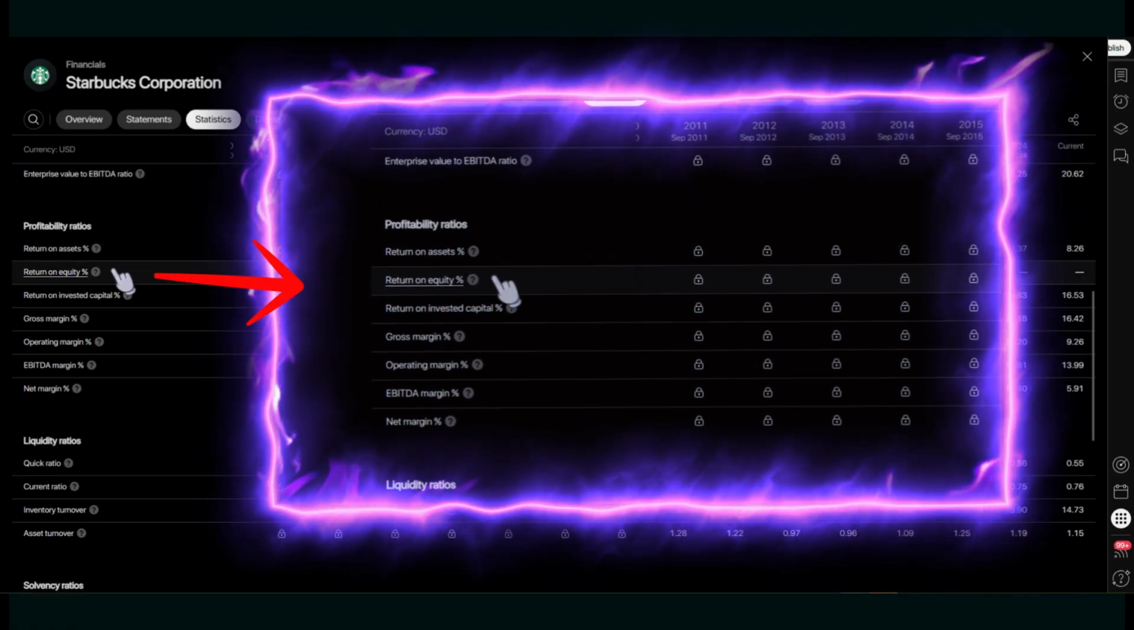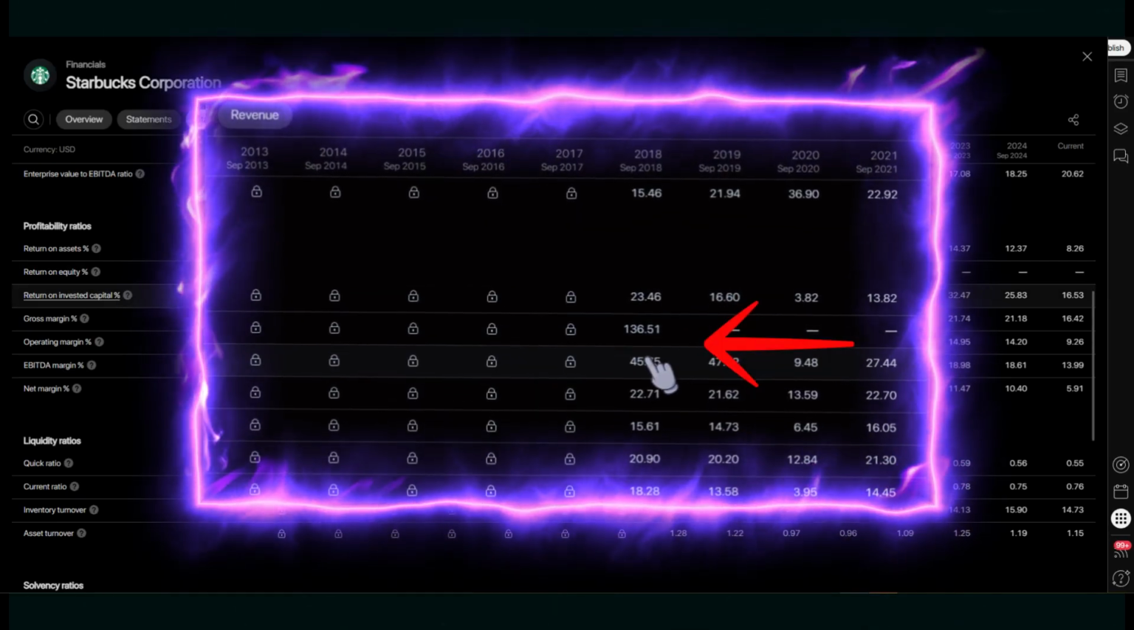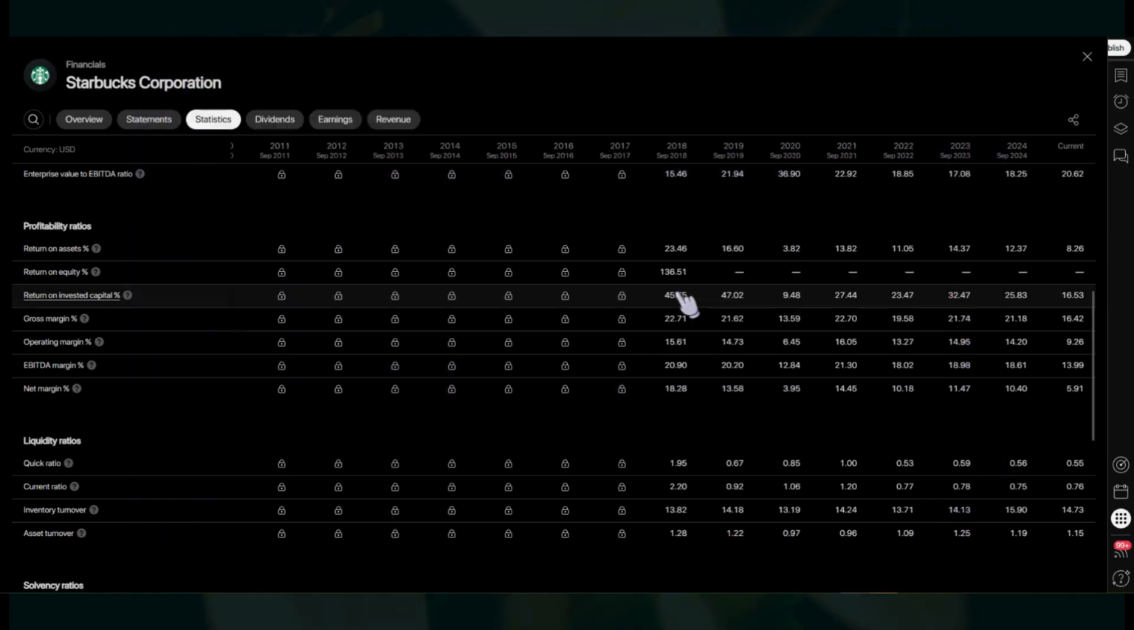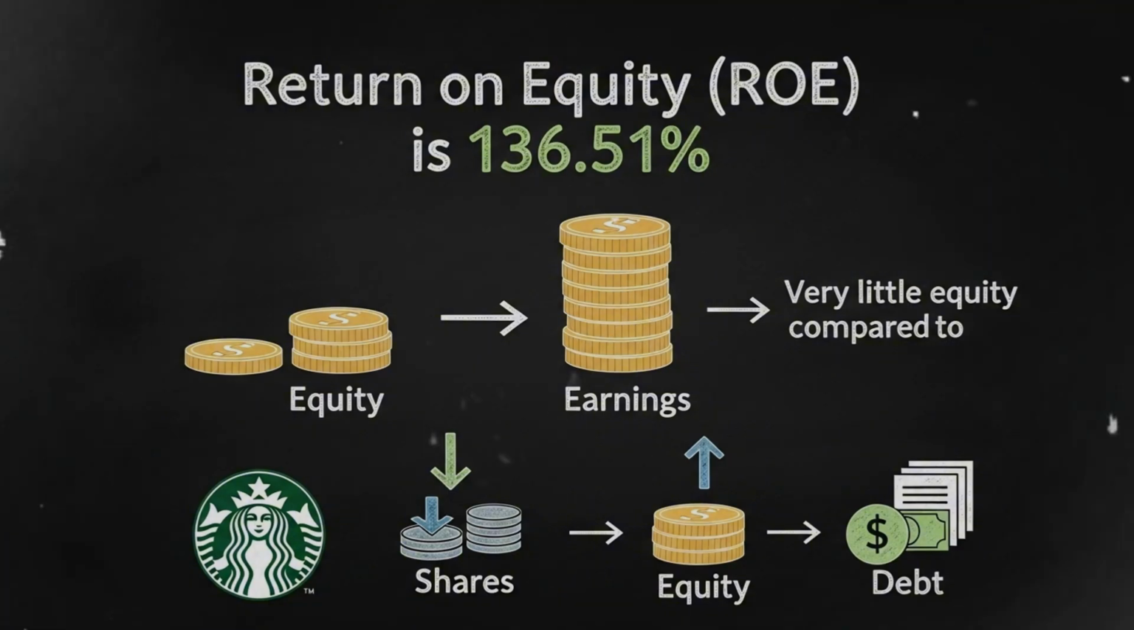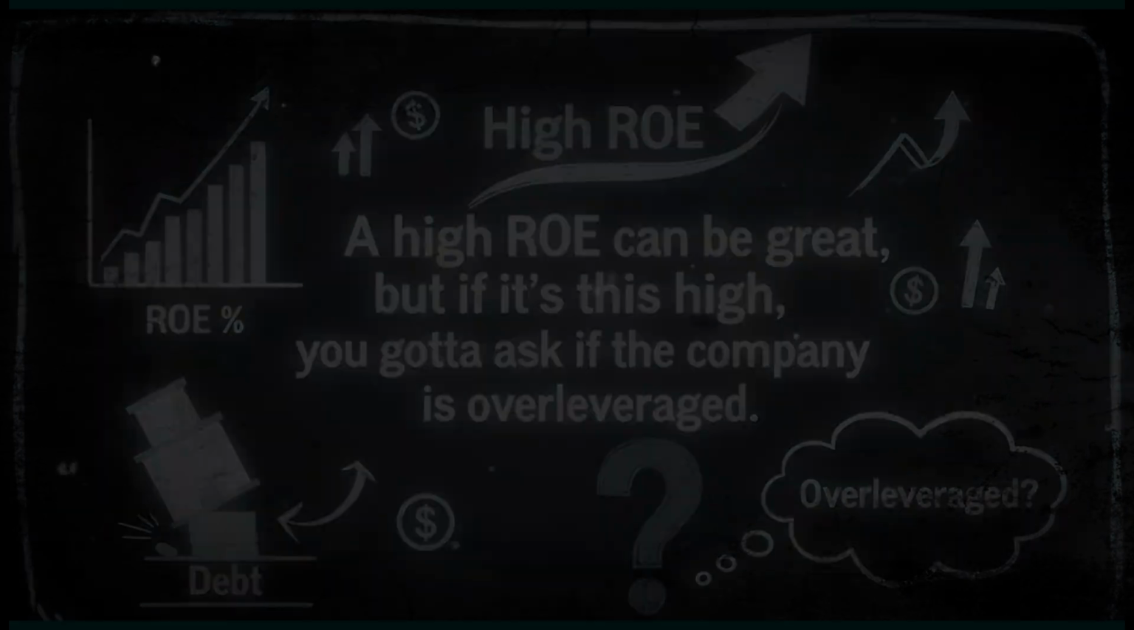Return on equity, or ROE, is huge, 136.51%. Wait, how is that even possible? Well, this happens when a company has very little equity compared to its earnings. Starbucks has bought back a ton of shares and taken on some debt, which shrinks equity. A high ROE can be great, but if it's this high, you gotta ask if the company is over-leveraged. We'll check liquidity in a second.